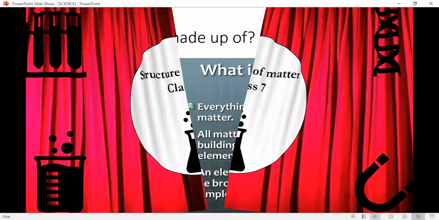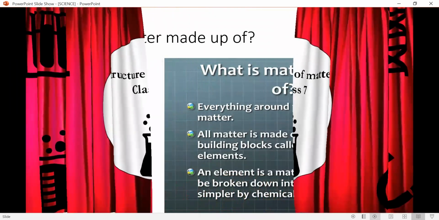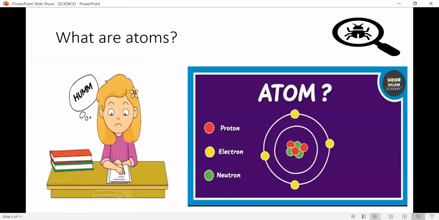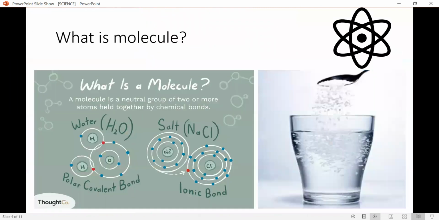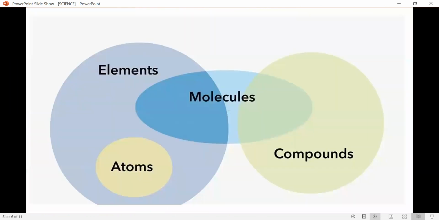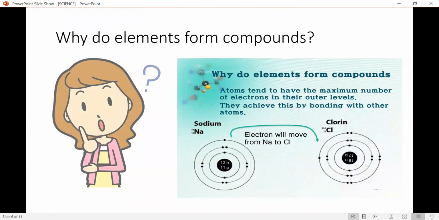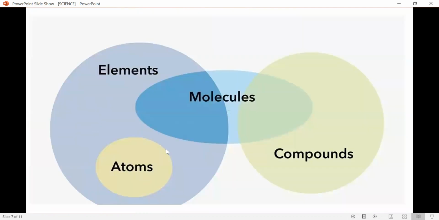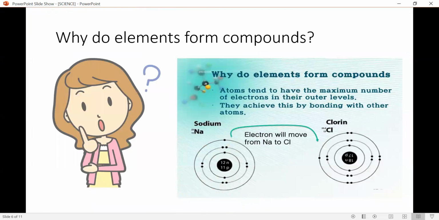As in the previous classes, you have learned what matter is made of, and several things such as atoms, molecules, compounds, elements, etc. Also, we have discussed why elements form compounds, and yes, we have also got the answer for it. So the question of why elements form compounds, we have already completed.